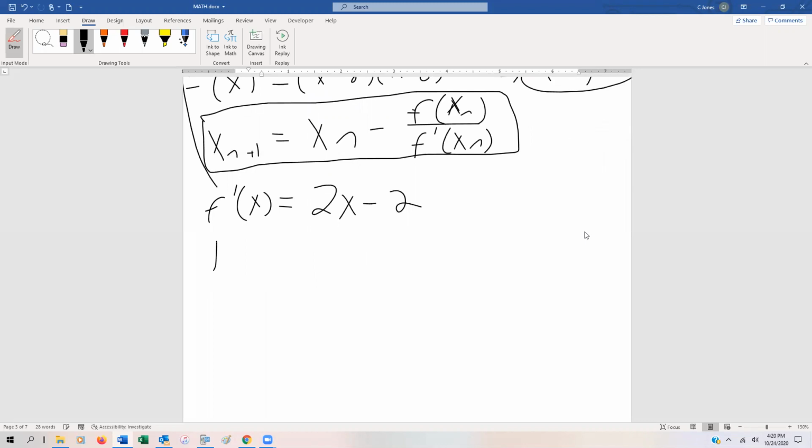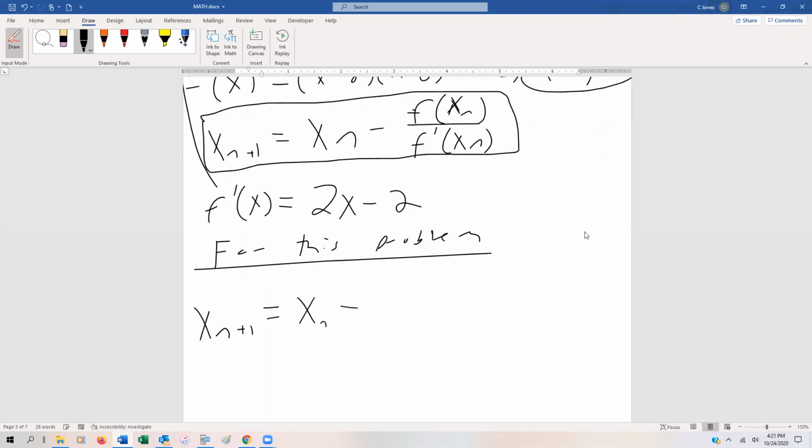So for this problem only, x sub n plus 1 is going to be equal to x sub n minus, now we're going to have the function, and remember our function was x squared minus 2x minus 48, so that's going to be x sub n squared minus 2x sub n minus 48, and then we're going to divide that by the derivative. And we're just going to use 2x sub n minus 2. So this is the general setup for this particular problem.